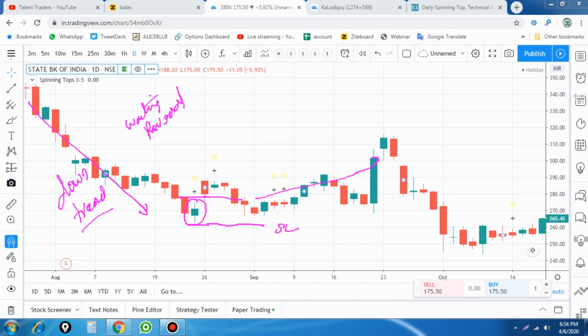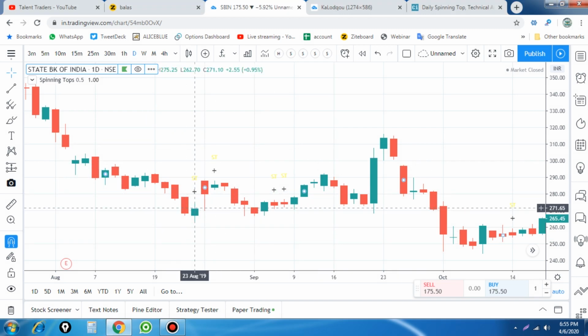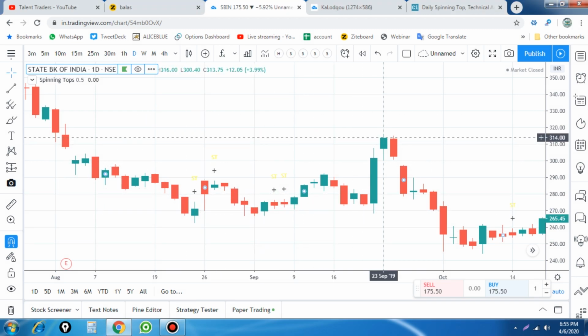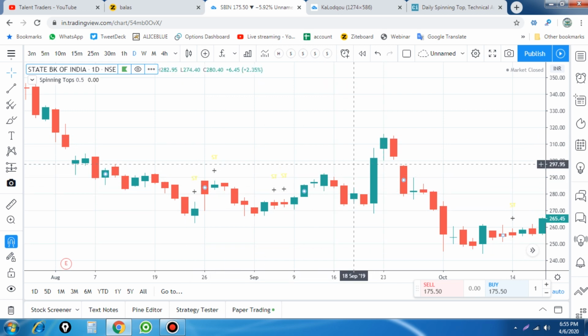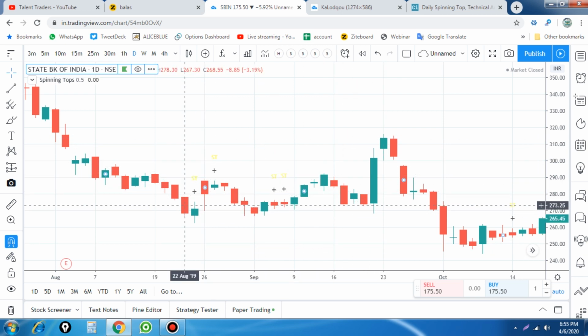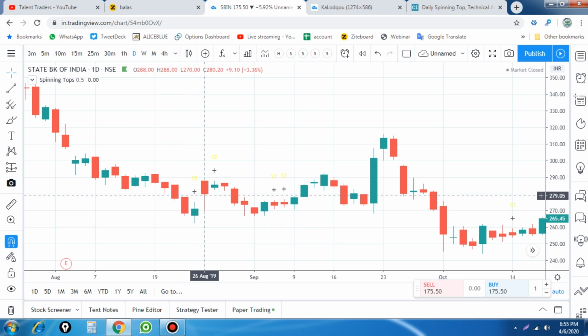It will work for positional kinds of trades. You can trade with equity, and you can also trade with futures and options, but the time frame you select is very important. In the daily time frame, where you take the trade on 23rd August, you got a good result on 23rd September, almost one month. The risk is also small: 278 is the high price, and the stop loss is 260, so almost a 16 point stop loss.